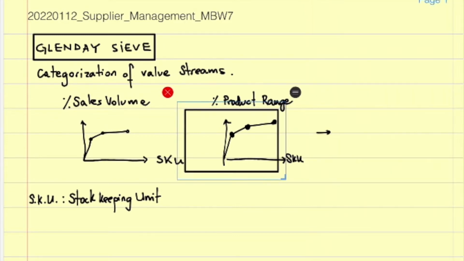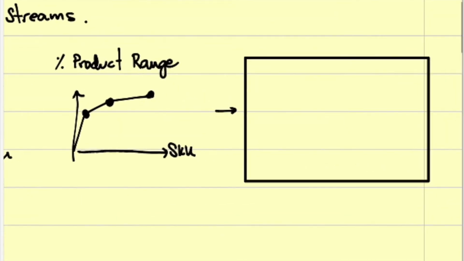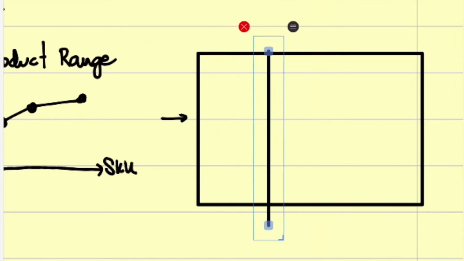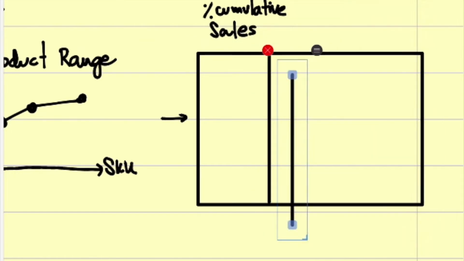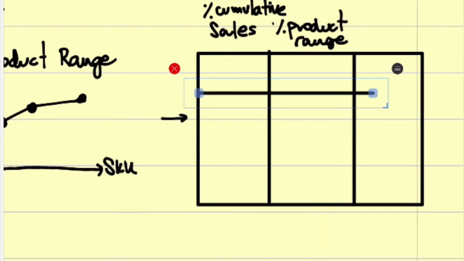So basically I'm going to paint now the result, and later on we do the numbers with an example. Basically what this methodology is telling us is that, let's say here, I'm going to give you a list. This is the percentage of cumulative sales. And then we have the percentage of product range.